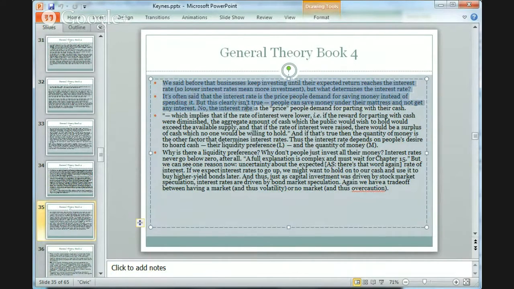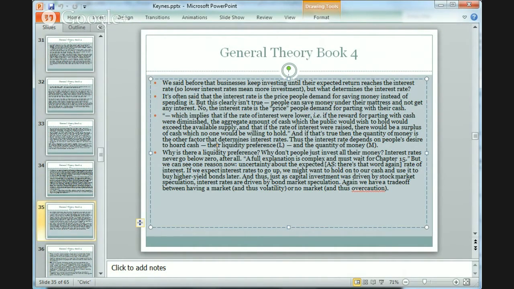We said before, the business keep investing until their expected returns reach the interest rate. So a lower interest rate means more investment. But what determines the rate of interest? It is often said that the interest rate is the price people demand for saving money instead of spending it. But this clearly isn't true. People can save money under their mattresses and not get any interest.